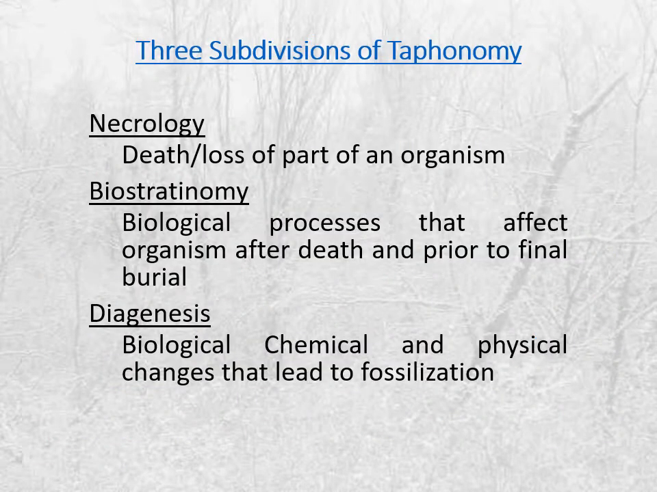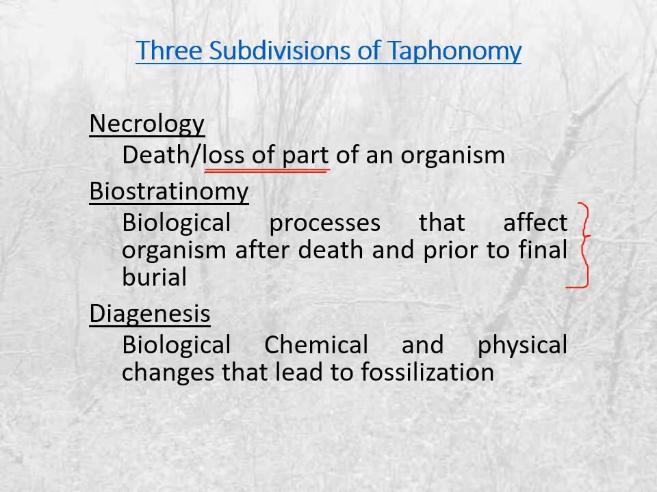So as you saw previously, there are three subdivisions of taphonomy. First is necrology, that is death or loss of part of organisms, and in most cases the most readily lost part of the organism is the soft part, soft muscles or tissues. They are the most readily decomposed portion of the organic body. Second process is biostratinomy, the biological process that affects organisms after death and prior to final burial. In this case, mostly the wearing away, that is erosion, abrasion of the hard parts, breaking down of the hard parts, fragmentation, those things occur in this process.